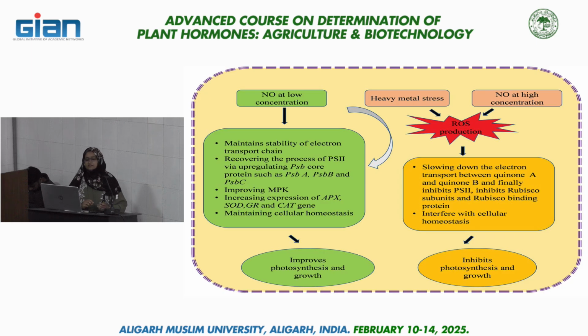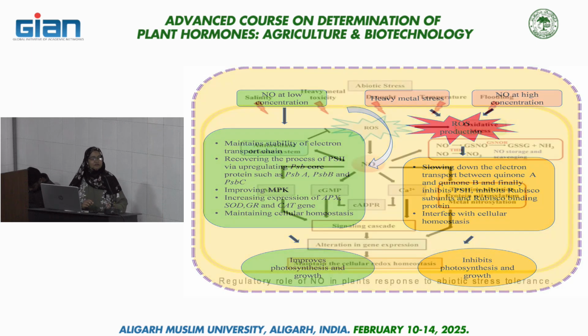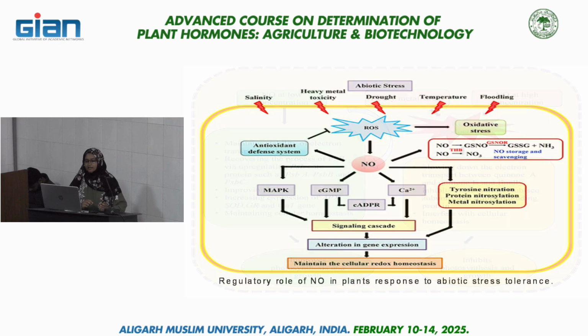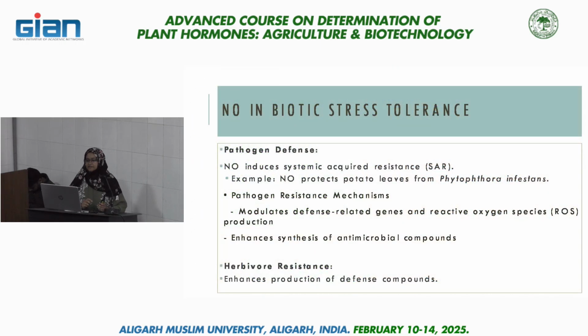So, besides abiotic stress tolerance, NO is also involved in biotic stress tolerance. NO plays a crucial role in plant defense against pathogens and herbivores, and it induces systemic acquired resistance and enhances the production of antimicrobial compounds. For instance, NO has been shown to protect potato leaves from Phytophthora infestans, a devastating pathogen which causes much loss in the productivity of potato. Additionally, NO enhances herbivore resistance by promoting the synthesis of defense compounds like antioxidants or secondary metabolites.